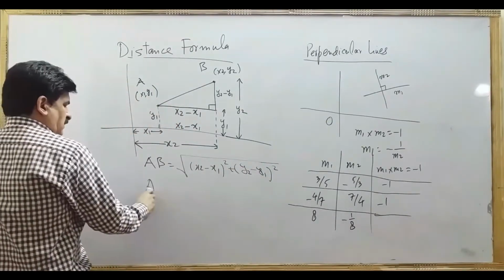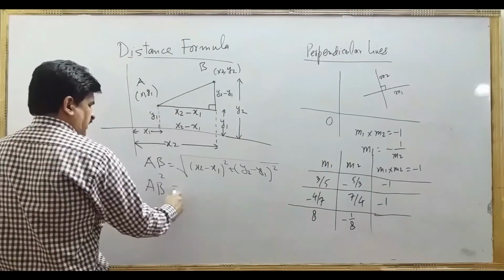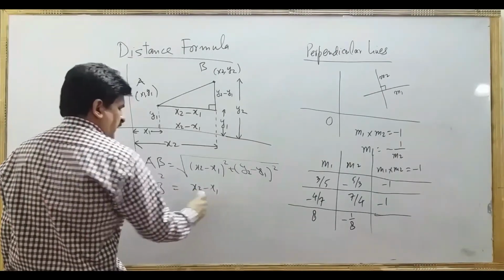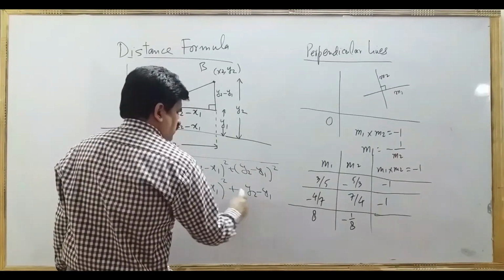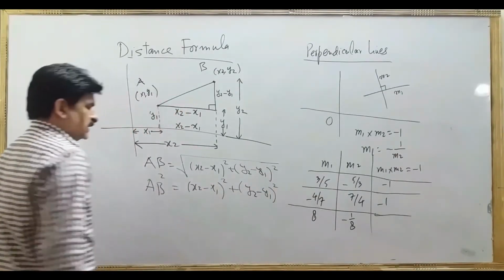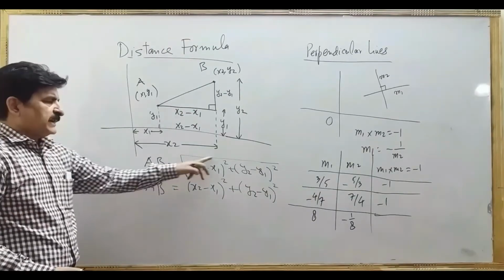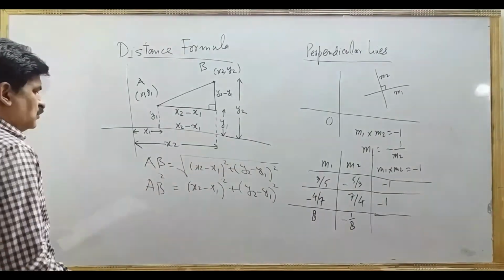Here another point is that if you square both sides, you may need to apply this thing that when we square both sides, this under root is removed.